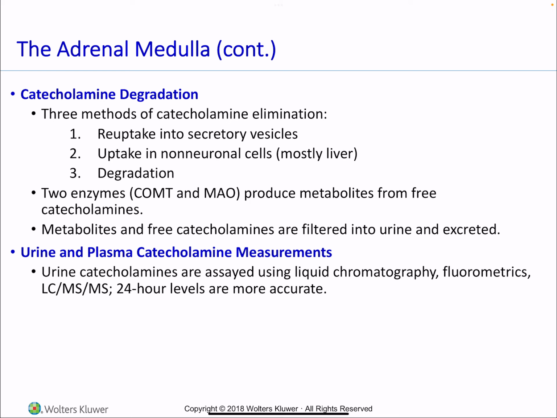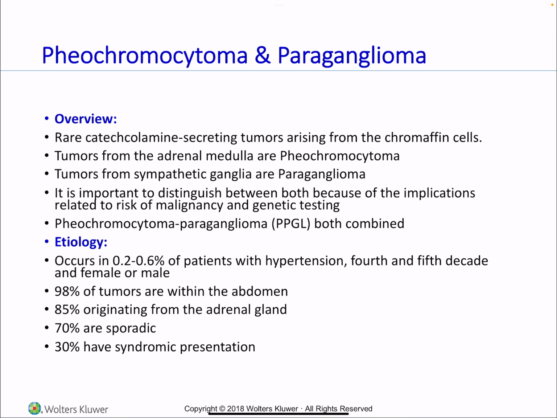We can measure catecholamines in the urine and in the plasma. Urine catecholamines are assayed in liquid chromatography, fluorometrics. We can also do LCMS or mass spec, and using a 24-hour level in urine is actually more accurate.